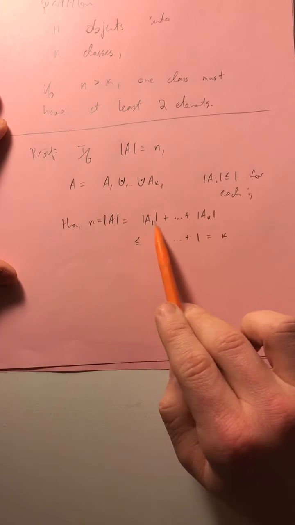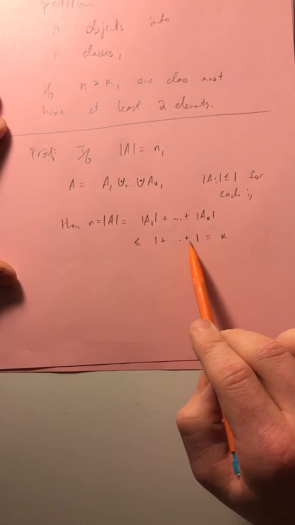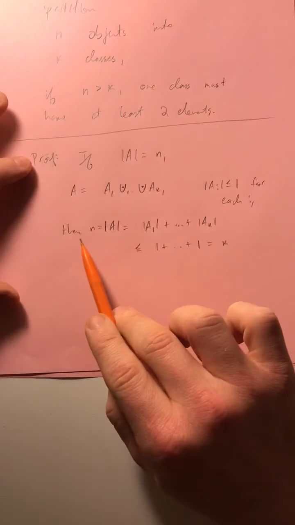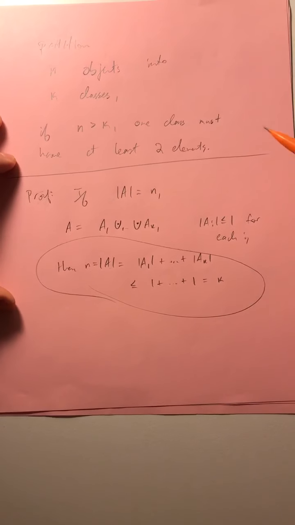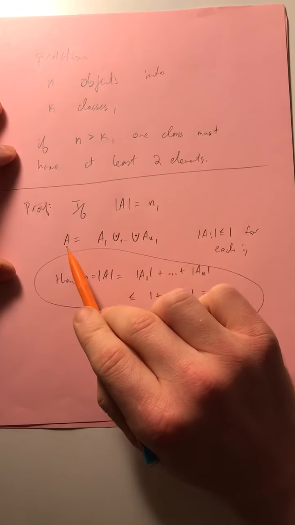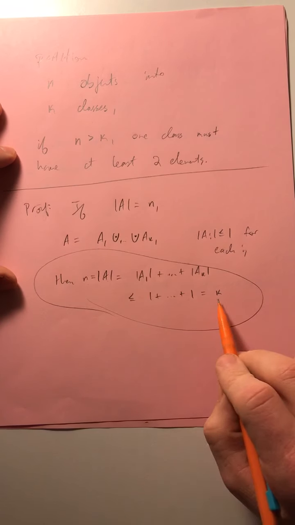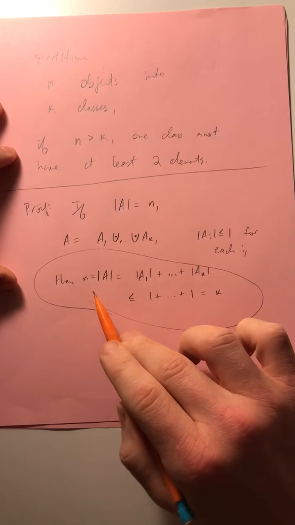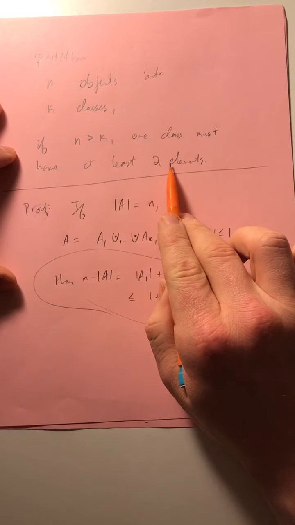If each of these classes has at most one thing in it, then this is less than or equal to 1 plus 1 plus and so on, the total number of classes, which is k. Now if n is greater than k, this gives us a contradiction. So if I can partition A this way into classes, then the number of classes has to be greater than or equal to the number of elements. By contraposition, if the number of elements is greater than the number of classes, then at least one class has to have 2 elements in it.